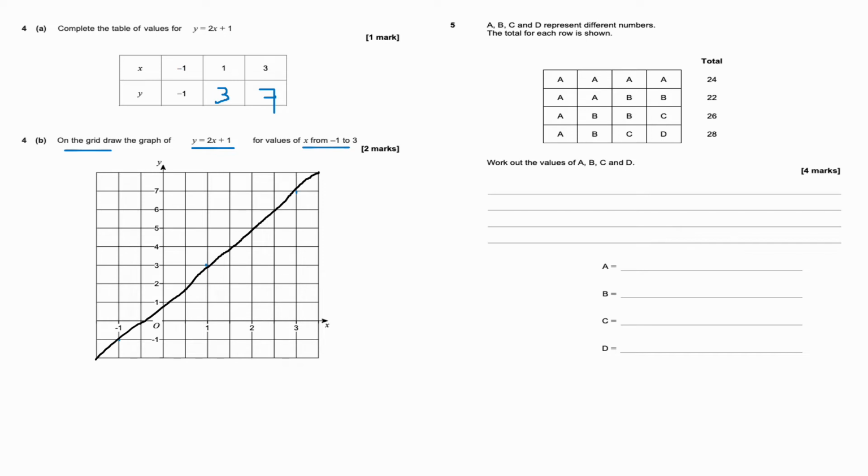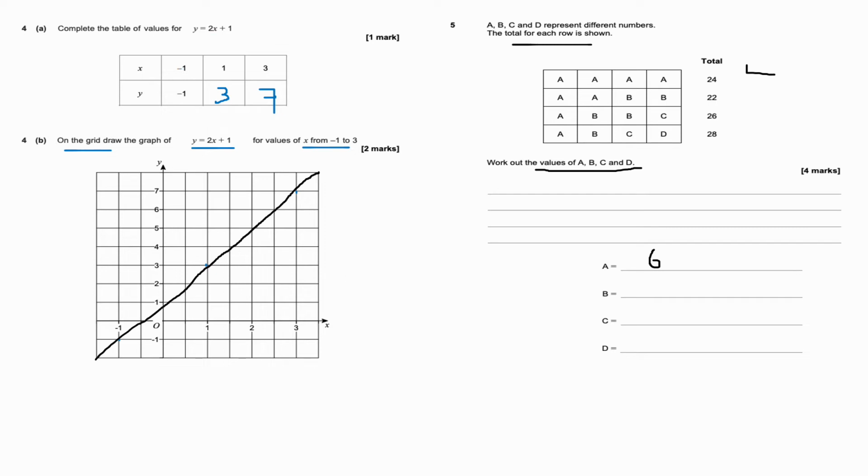Okay, question number 5, guys. A, B, C, and D represent different numbers. The total for each row is shown. Work out the values of A, B, C, and D. Well, A plus A plus A plus A is 4A. So 4A equals 24. So 24 divided by 4 is 6. So A is equal to 6.